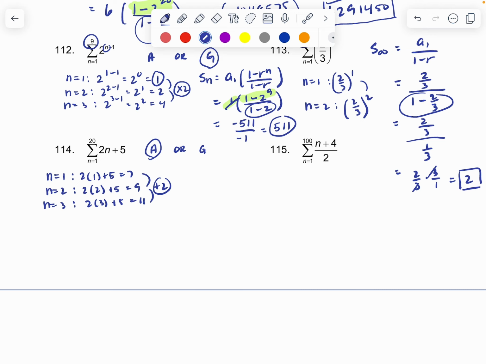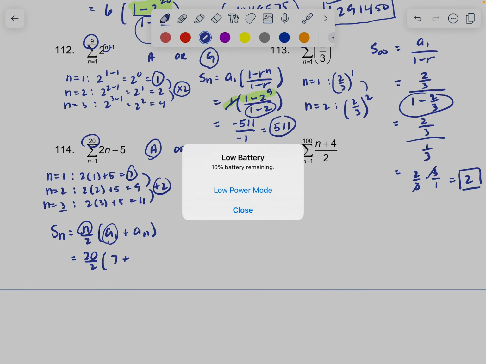Okay, so the arithmetic sum formula is n over 2 times a sub 1 plus a sub n. So let's see what I've got. The number of terms is 20, so I'm going to have 20 over 2. The first term is 7. And then the last term, I don't know. I only found the third term. So to get the last term, I'm going to plug in 20.